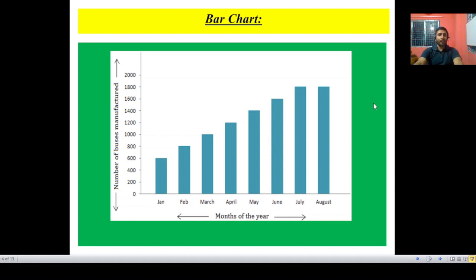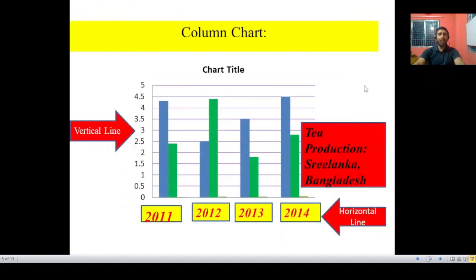And next one we can see an example of a bar chart. Here we can see the bar chart, and we can see some columns or bars here, and vertically the number of buses manufactured, and horizontally we can see months of the year. This is an example of a fine bar chart. And next one we'll see column chart.